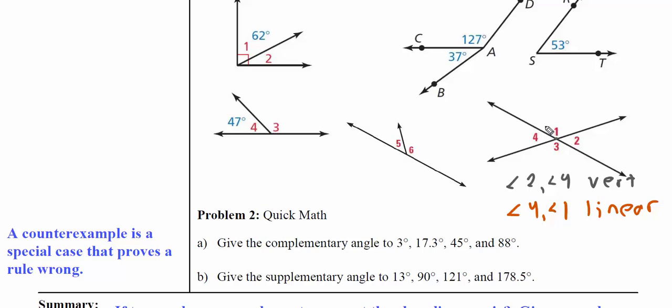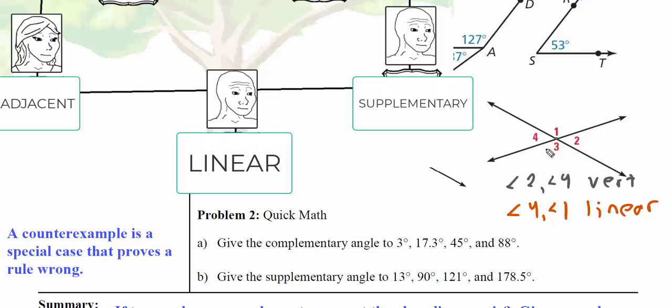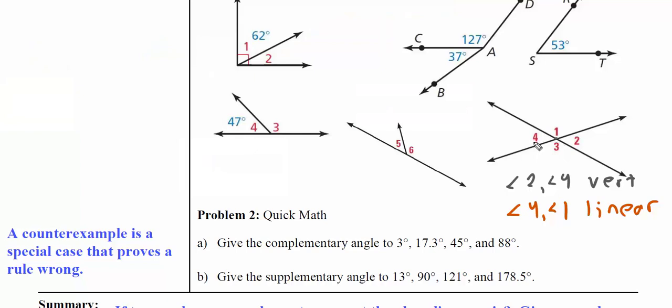We have also angle 1 and angle 2 form a linear pair because they're adjacent supplementary angles that form a line. Angle 2 and angle 3 are also a linear pair because they're adjacent angles that form a line. They're supplementary. And finally, angle 3 and angle 4 are also a linear pair. So what you should have written down, you should have two sets of vertical angles, 2 and 4, 1 and 3, and you should have 4 sets of linear pairs.